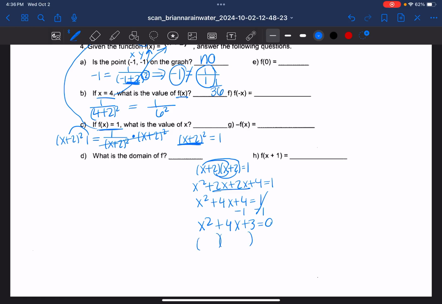So then I factor it. What multiplies to give me 3 and adds to give me 4 would be positive 3 and positive 1. I'd take my factors and I set them equal to 0 to solve. So I subtract 3, x equals negative 3, and x equals negative 1.